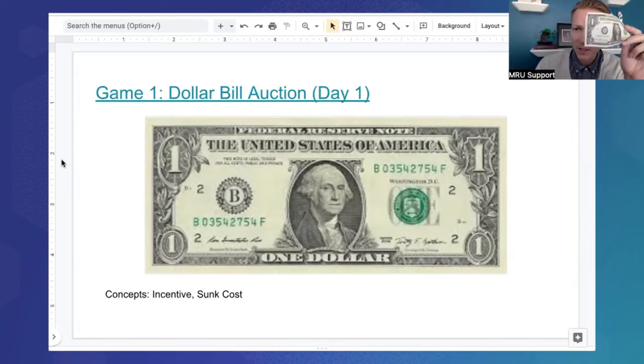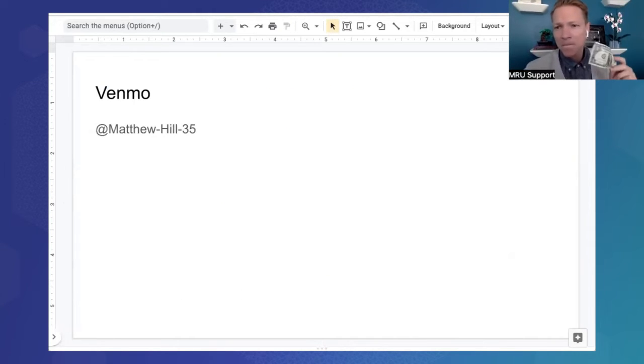I will send it to you. I'll send it to you via Venmo. I can afford it. We got the budget for it. So just go ahead and drop in the chat if you'd like to bid on this dollar bill. You will have to send me money. Here's my Venmo right here. Any takers? 1 cent.